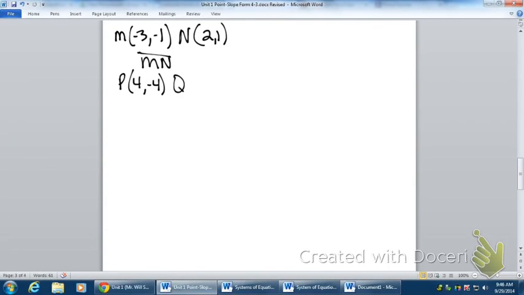So all I'm doing right now is just writing down my m and my n. I'm just writing down our information. So our m is negative 3, negative 1. Our n is 2 and 1. Our p is 4, negative 4. Our q is negative 2 and 11.